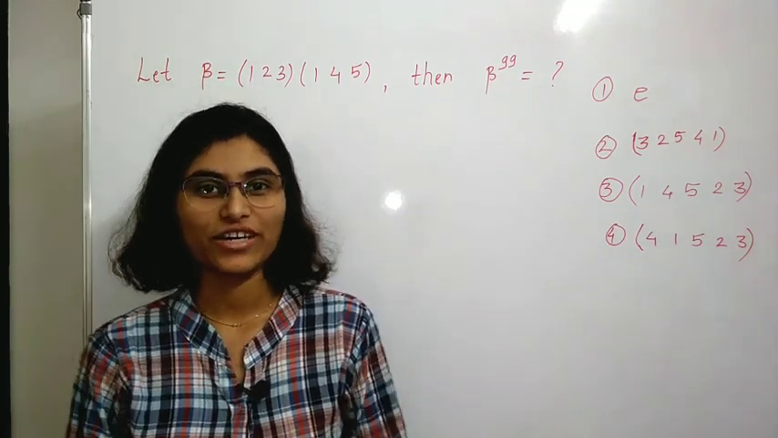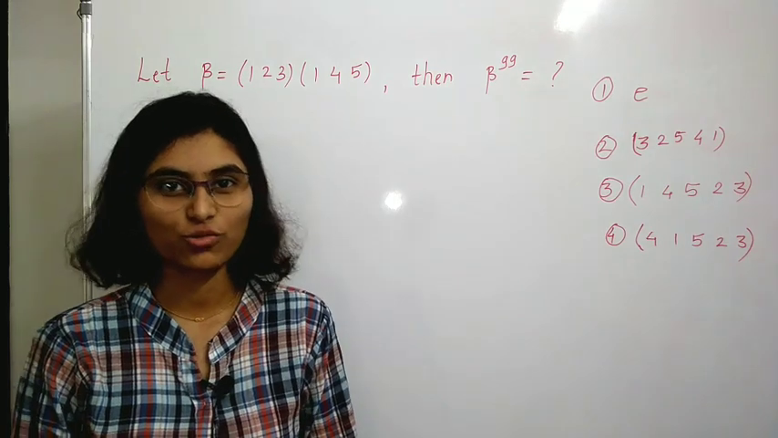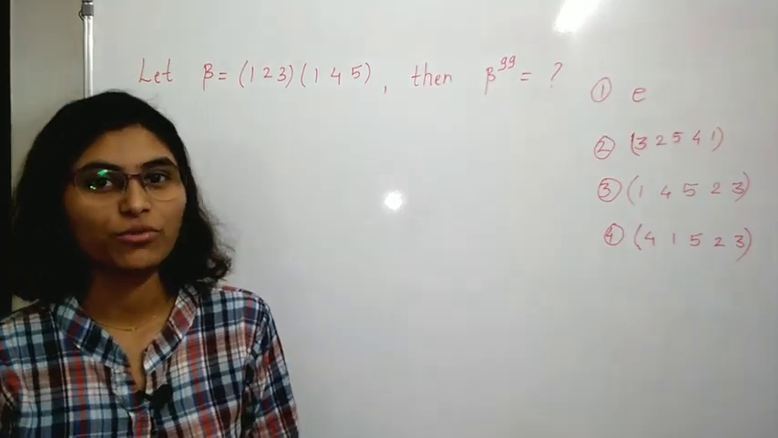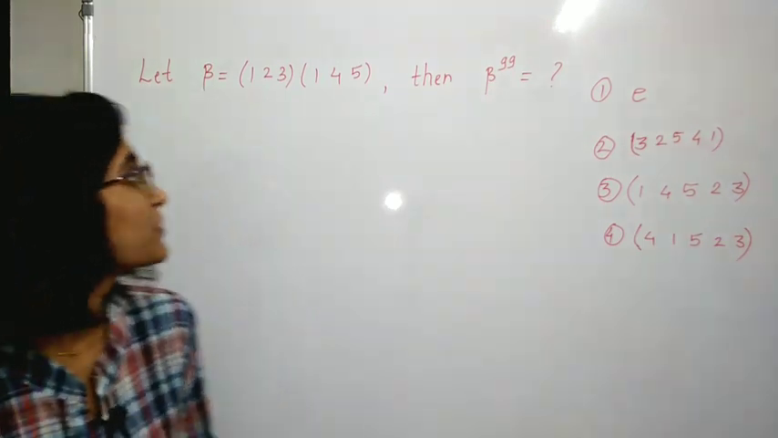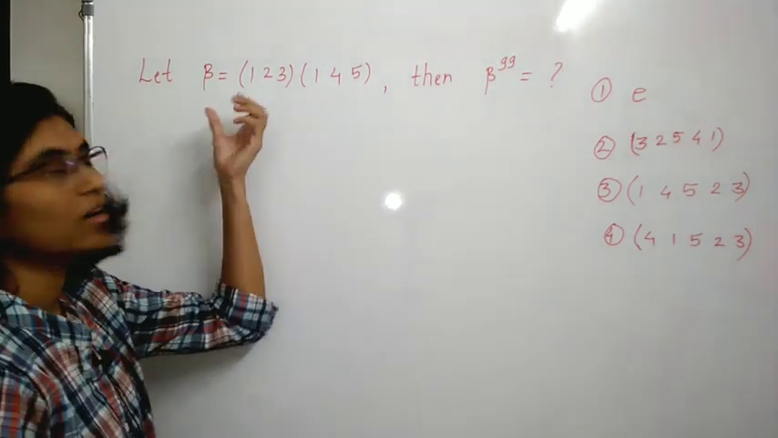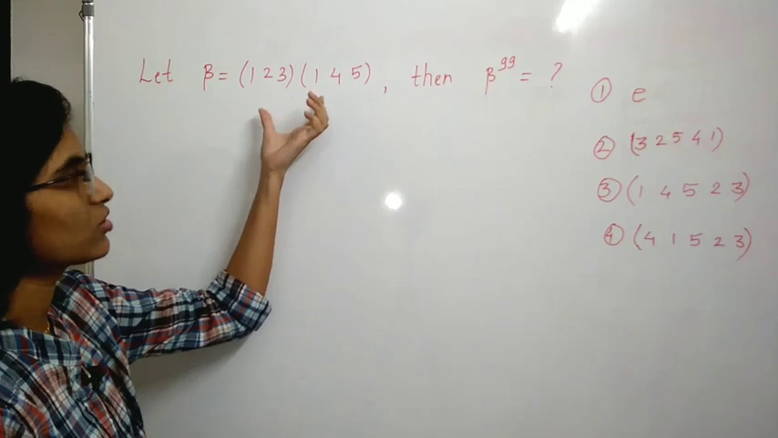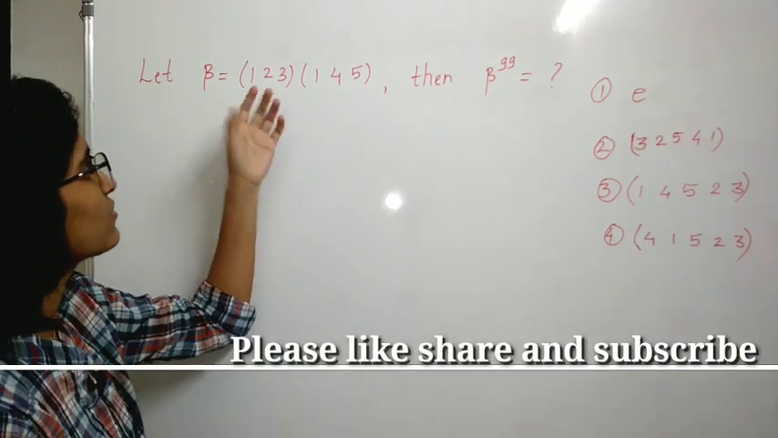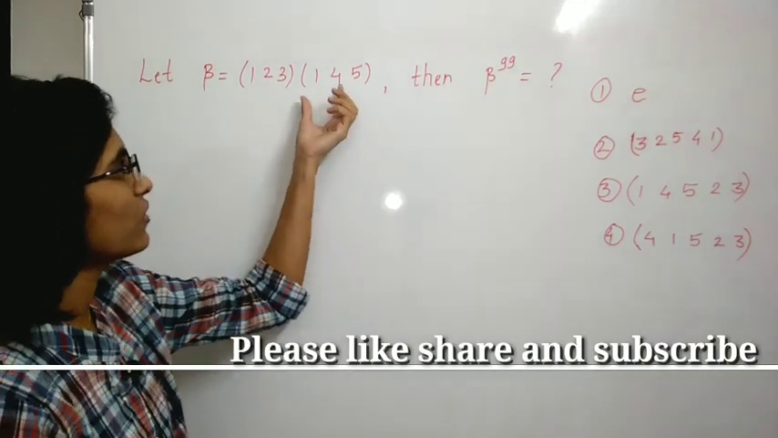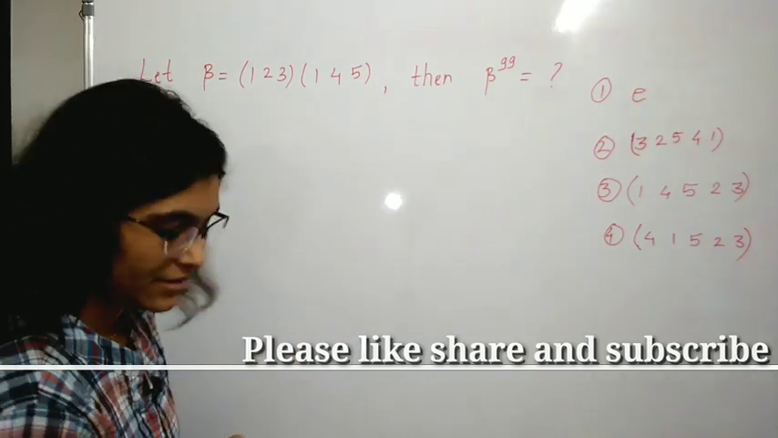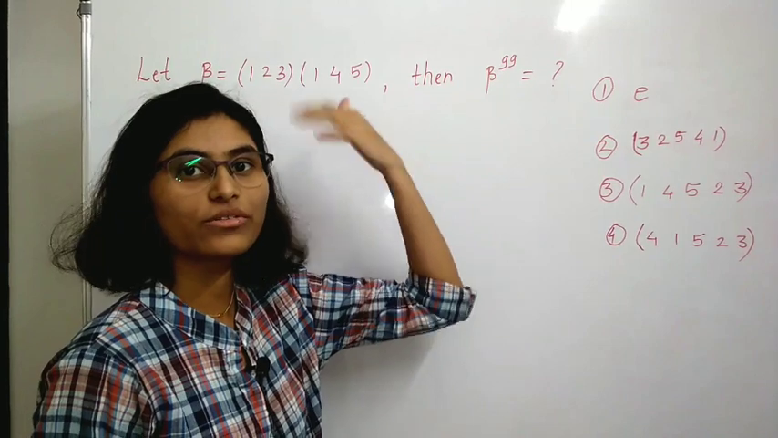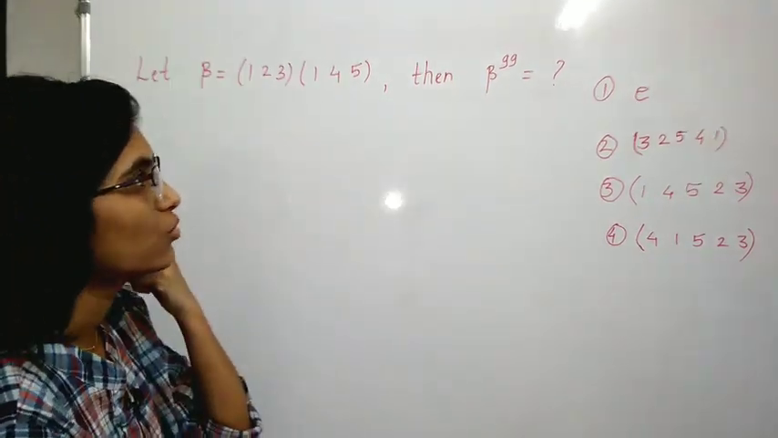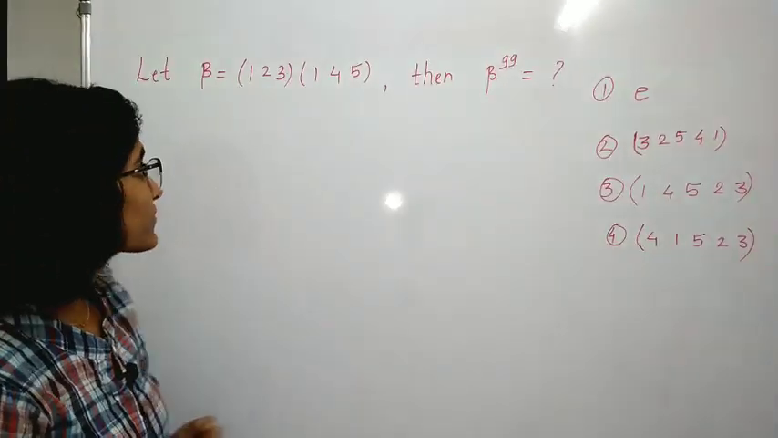In this video, we are going to see some questions from group theory, in particular from the group S_n, the permutation group. So let us see the question. We have given beta is the product of two cycles. The first cycle is (1 2 3), the second is (1 4 5). And we are asked what is this beta raised to 99? So how to proceed for this?